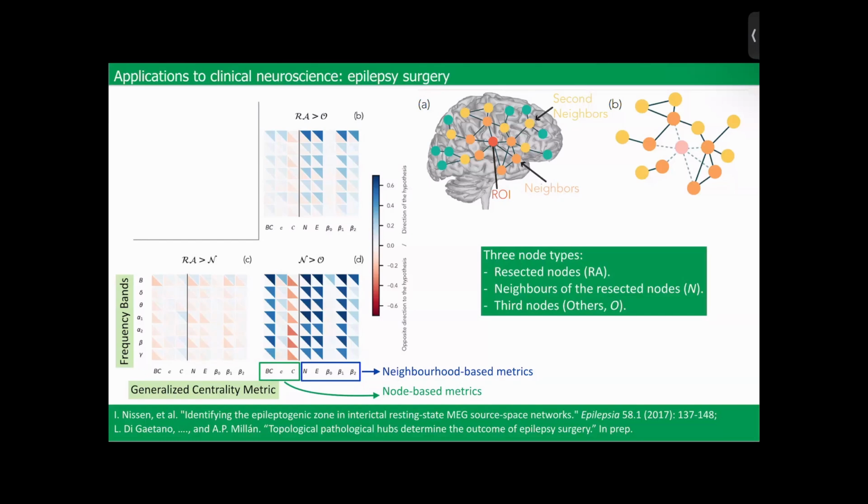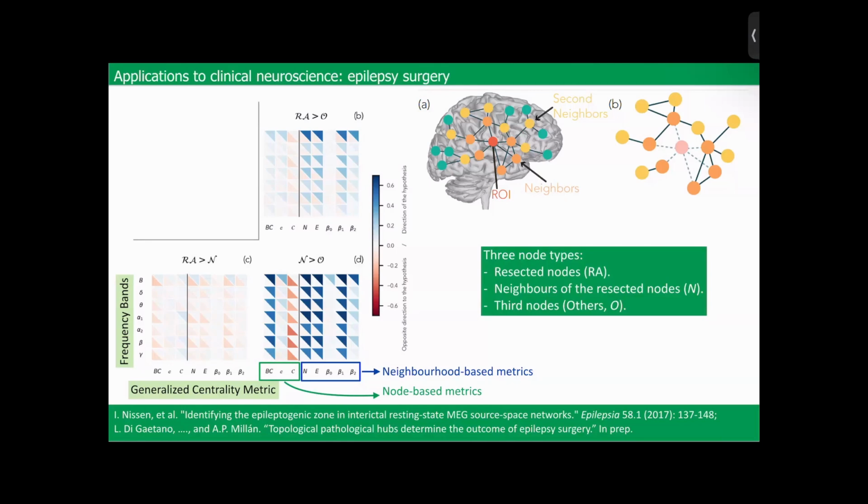So what we found was that, when we look at how central the resection area is versus the remaining part of the network, with these neighborhood metrics, I said Betty 0, we find that for most patients, which is these blue triangles here, the resection area is more central than the rest of the network. And this is true for around 60% of the patients, but not for all of them, which again, we recover this heterogeneity between different individuals.